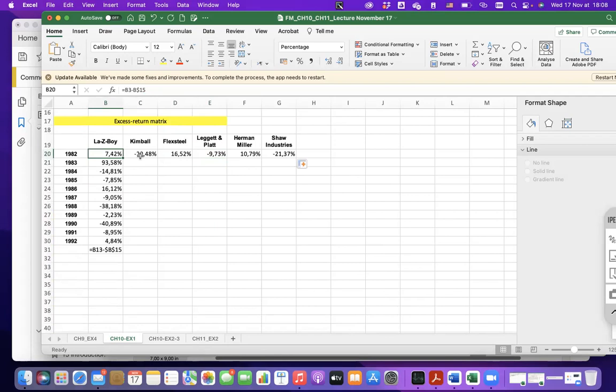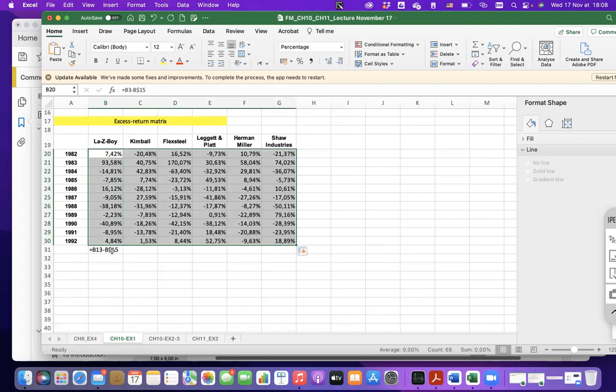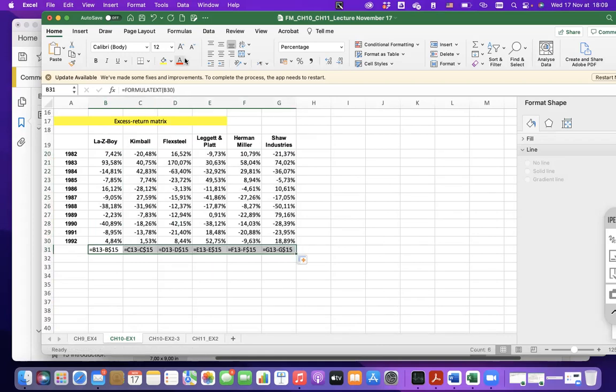Now to do it in one shot, I will delete all this. So B13 minus B15. Okay. Now I will select all these cells and then scroll them all together to the right hand side. And that's it. So we can do it in one shot.